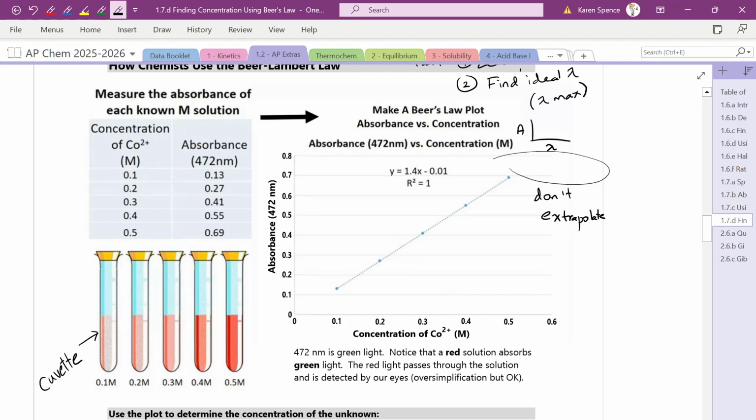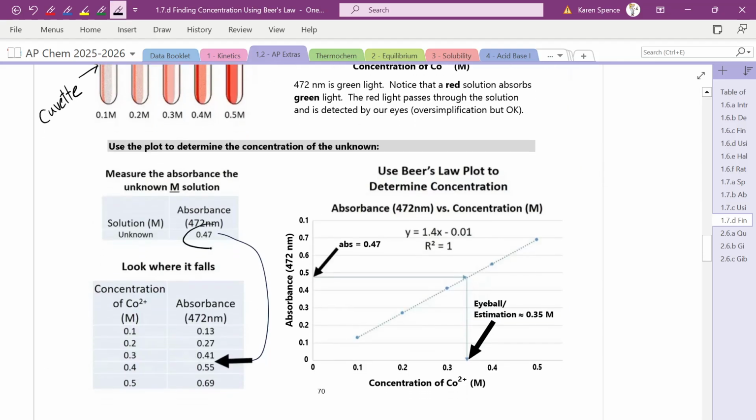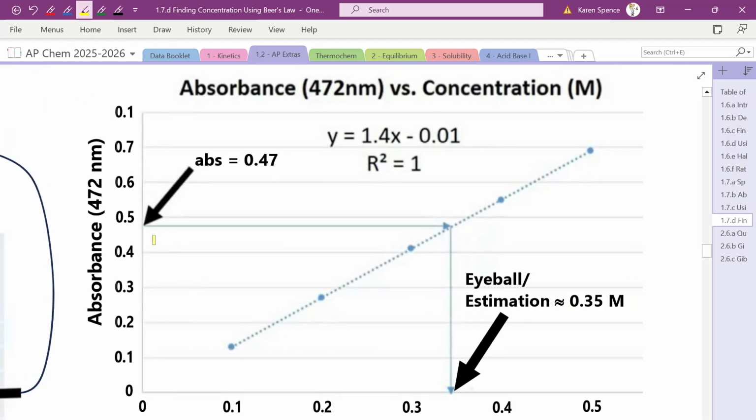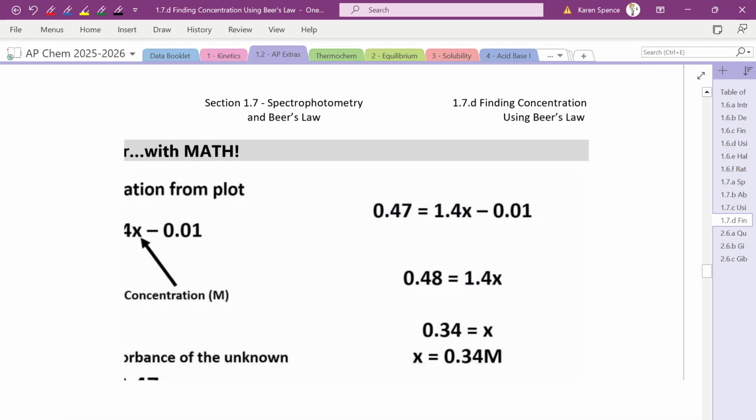But that doesn't mean that you cannot use your curve to find the concentration of an unknown solution. If we have our unknown, here's our 0.47, and that is somewhere within our data, we go to 0.47 and we say, what is that concentration? And that is approximately 0.35. Okay, and that's where we got to last day. And then there is do the math.